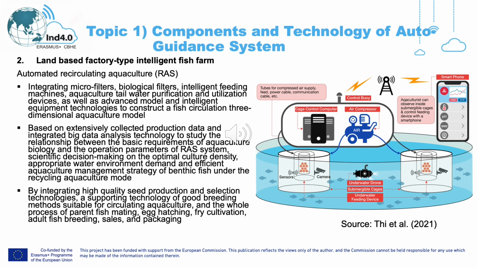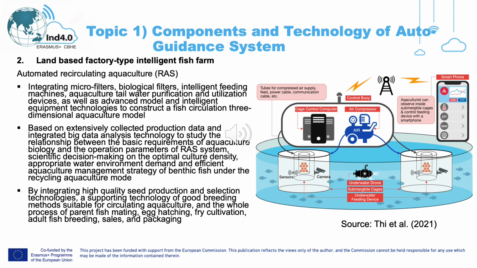Land-based factory type intelligent fish farm is also known as automated recirculating aquaculture or RAS. This fish farm mainly integrates microfilters, biological filters, intelligent feeding machines, aquaculture tailwater purification and utilization devices, as well as advanced model and intelligent equipment technologies to construct a fish circulation 3-dimensional aquaculture model.